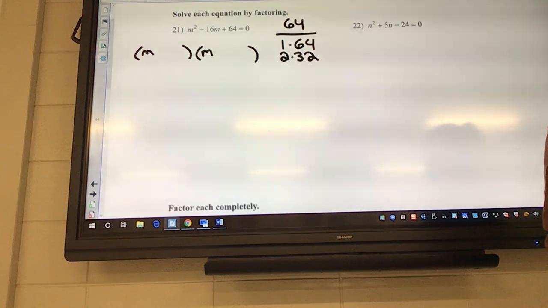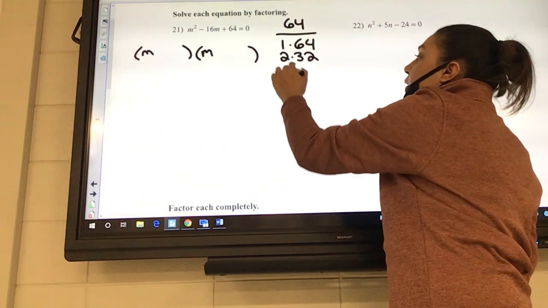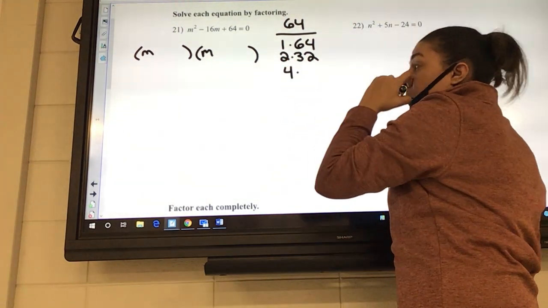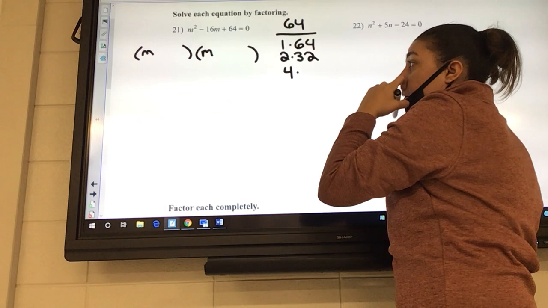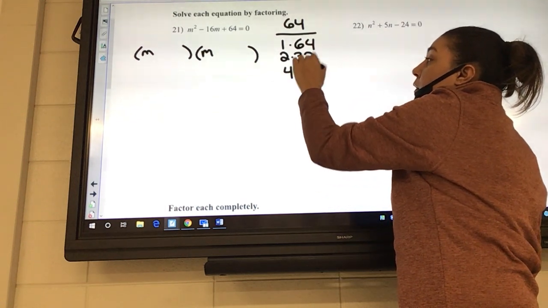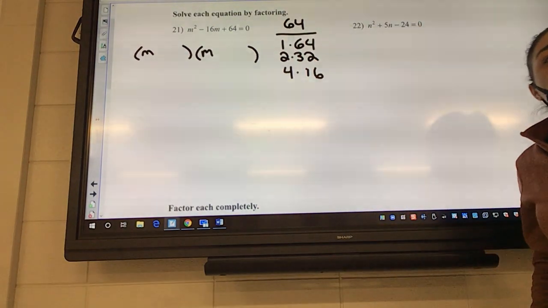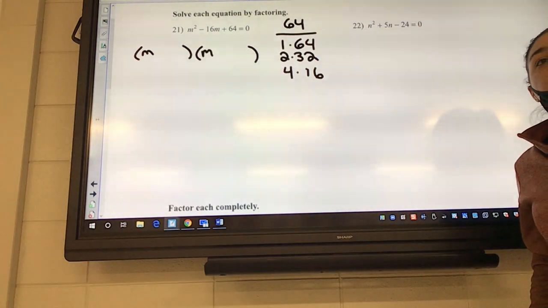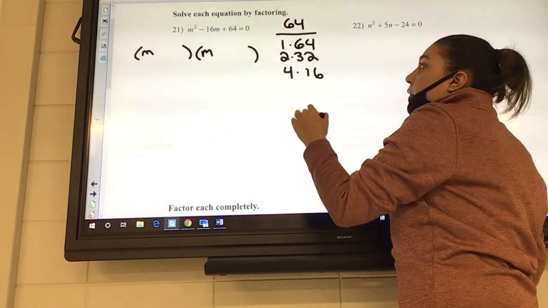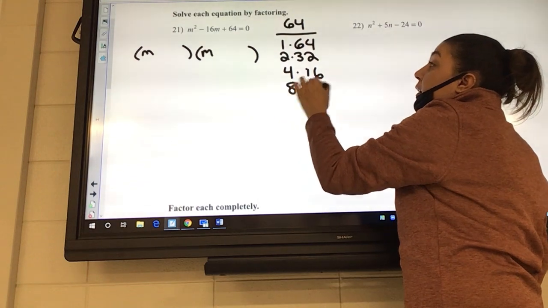What about 3? You say 64 divided by 3 on your calculator. No. 64 divided by 4, does 4 go in there? 16. 4 and 16. What about 5? No. 6? No. 7? 8? Yes. 8 and 8.